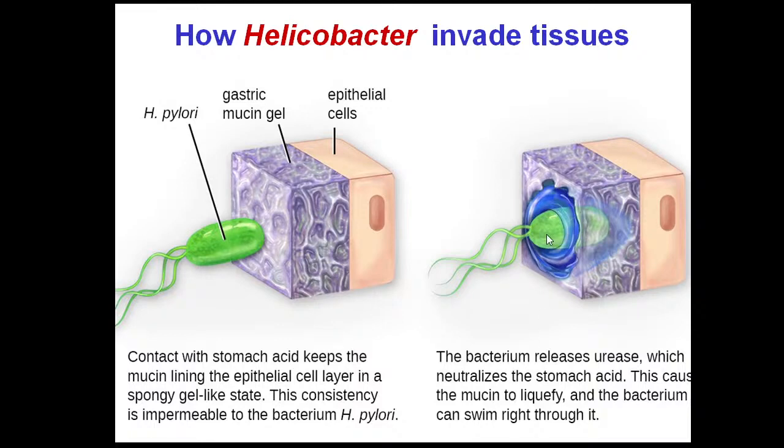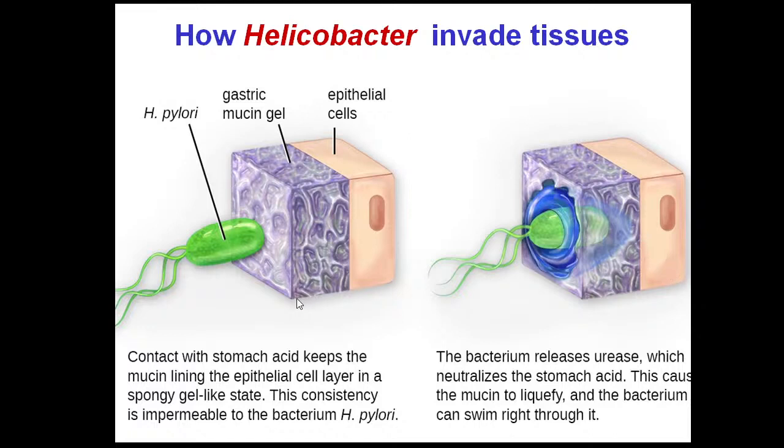But then the bacterium starts to release an enzyme that is called urease, which neutralizes the stomach acid and the pH starts to be much more alkaline. This causes the mucin to liquefy, and bacteria with the help of their flagella introduce themselves into this mucin layer, through it, to reach the epithelial cells.